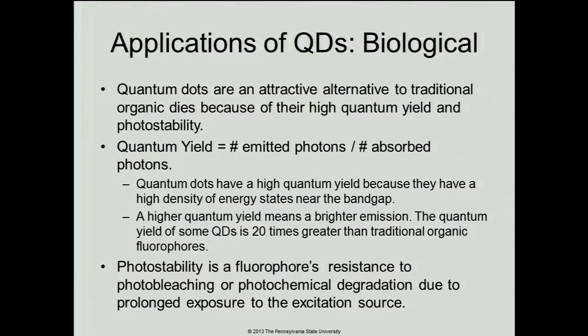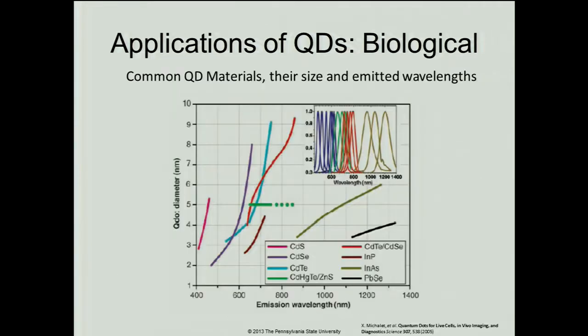This is the thing which I said, coating the quantum dot with a layer: you increase the quantum yield, because you lose fewer photons that are coming out. So, a higher quantum yield gives brighter emission, and the photostability is due to the excitation source. So, these are different types.